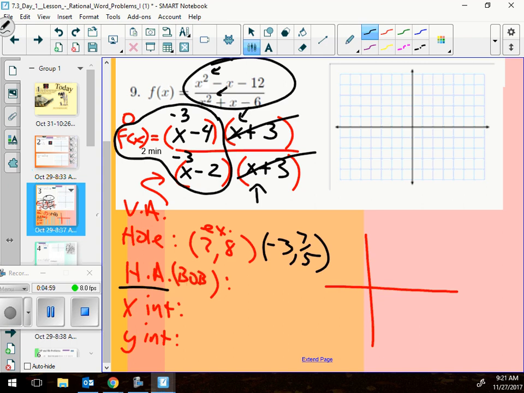Degree is the same on both, and therefore it's y equals the ratio of the lead coefficients. There's a 1 and a 1. y equals 1. Ergo, a dotted line right there. Okay, next up, the x-intercept.